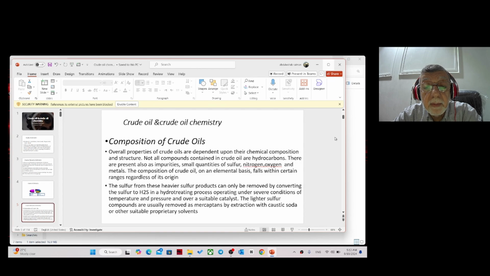The sulfur from these heavier sulfur products can only be removed by converting the sulfur to H2S in a hydrotreating process operating under severe conditions of temperature and pressure, and over a suitable catalyst. The lighter sulfur compounds are usually removed as mercaptan by extraction with caustic soda or another suitable solvent like Merox.